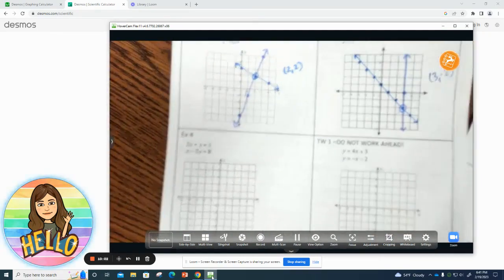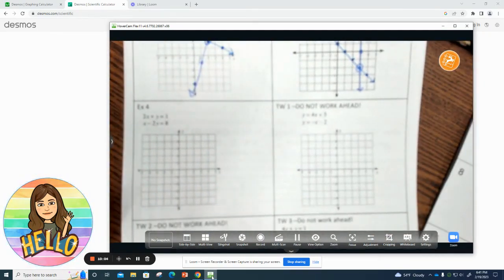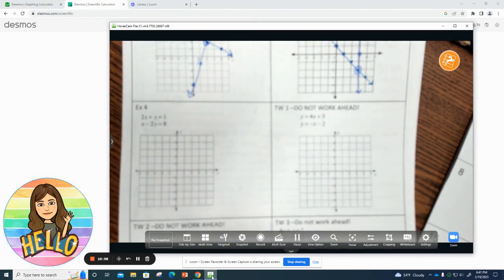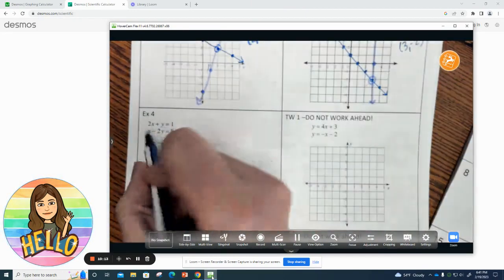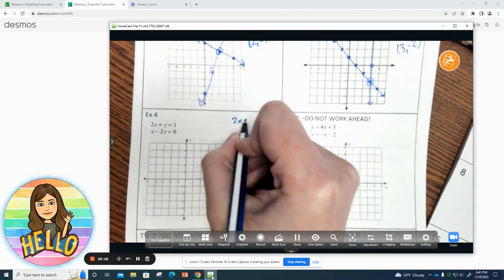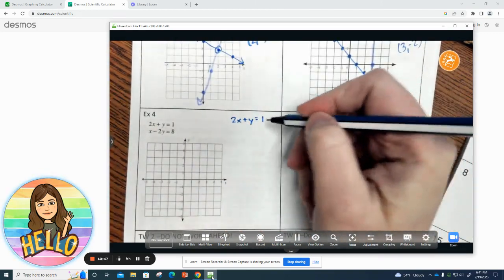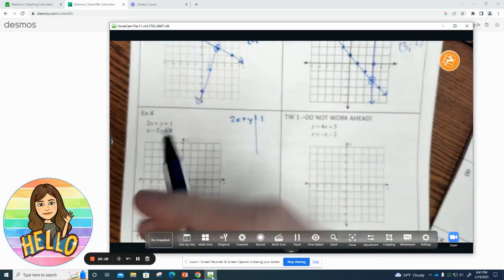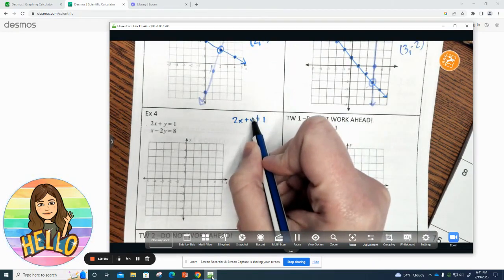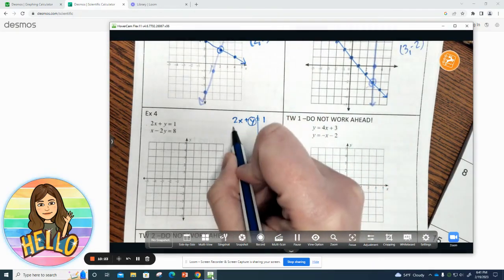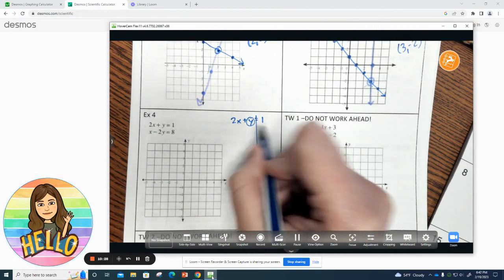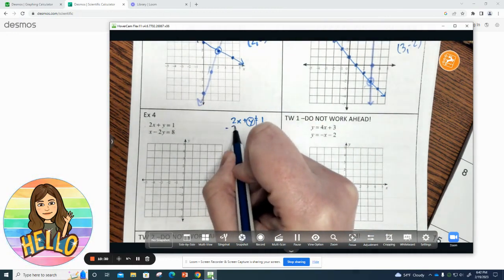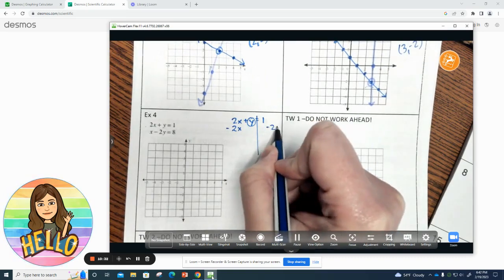Now for the most complex part, and it isn't even really that bad, we have got to change these into slope-intercept form so we can more easily graph them. So I'm going to rewrite 2x plus y equals 1 so I can manipulate this equation. I want y by itself, so isolating that variable by doing some inverse operations here. I've got to move the 2x to the other side of the equation, so I'm going to do the opposite.